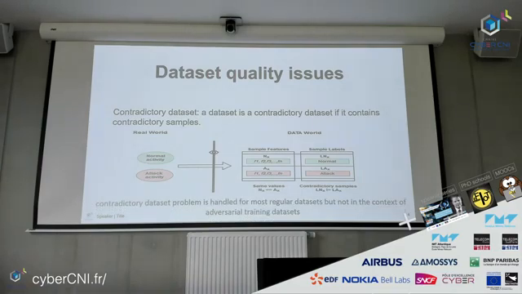This problem of contradictory datasets is already handled for most datasets, but here we are working on adversarial training, which is basically based on extending the dataset by adding new data points, and potentially we could reintroduce this issue of contradictory samples.